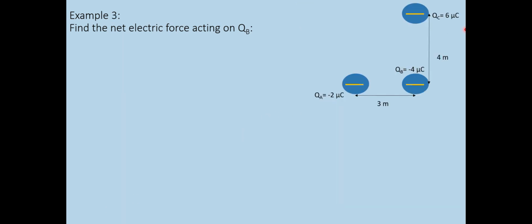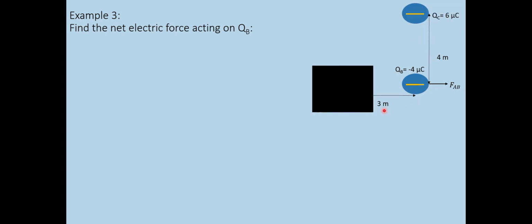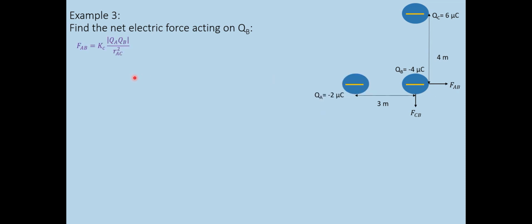Okay, a third example with three negatively charged objects, A, B, and C. Find the net electrostatic force acting at B. We do the same exact thing. We cover QC. FAB is to the right because A repels B. Then we uncover C and we cover A. FCB is also a repulsive force, so C will repel B this way. We calculate each force.